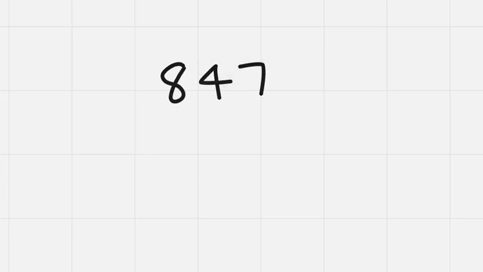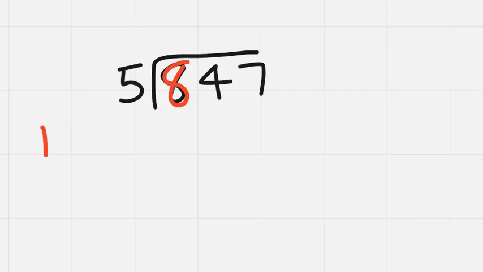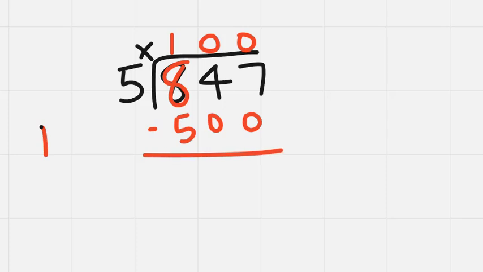847 divided by 5. We'll look at the first number, which is 8. We're going to count by 5 to get as close as we can to 8 without going over. 5, 10. 10's too high, so just one 5 can fit into 8. We'll put a 1 up top with 2 zeros, and then we multiply. 5 times 1 is 5, plus 2 zeros, and then we'll subtract. 7 minus 0 is 7. 4 minus 0 is 4, and then 8 minus 5 is 3.